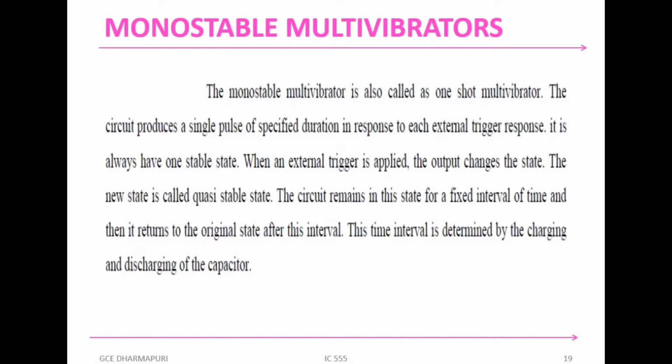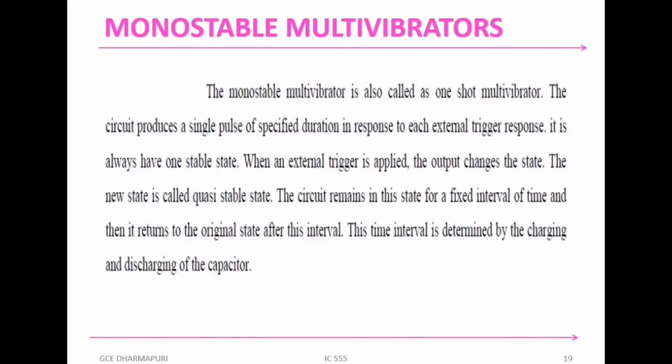In this video, we are going to discuss the monostable multivibrator. It is also called a one-shot multivibrator. This circuit will produce a single pulse of specified duration in response to each external trigger. It has a stable state and a quasi-stable state.